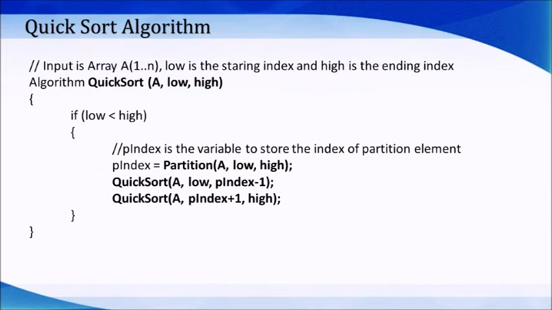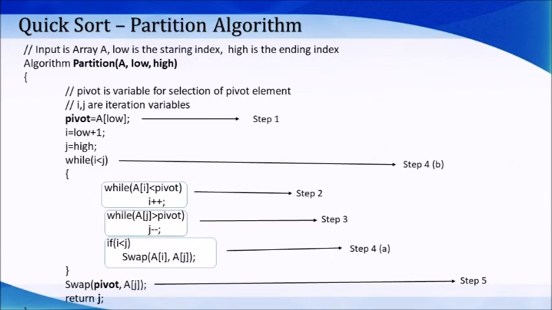How to get that partition index value? We have seen, right? The same steps we will try to put in an algorithm. We name it partition, and A is the array. Low and high indicate the starting and ending index of the array. Here we are choosing three variables: pivot, i and j. We have done the same in the example as well, right? Pivot is a variable used to select the pivot element. i and j are the iteration variables.